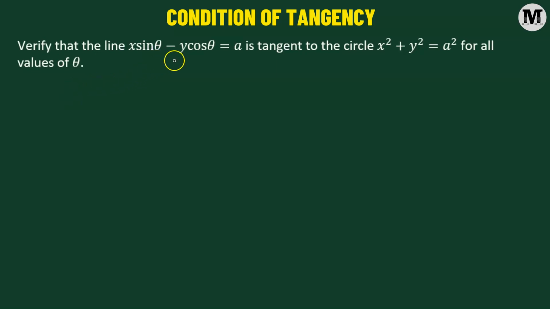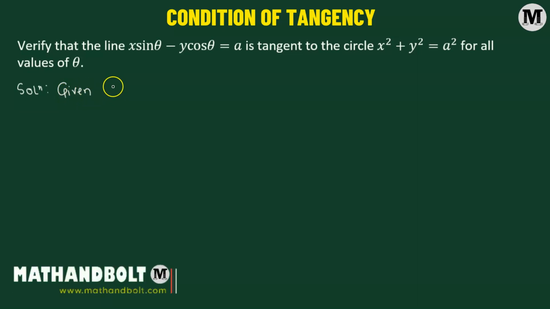Verify that the line x sin θ minus y cos θ equals a is tangent to the circle x squared plus y squared equals a squared for all values of θ. Let us begin. So here we'll start with the equation of the circle.